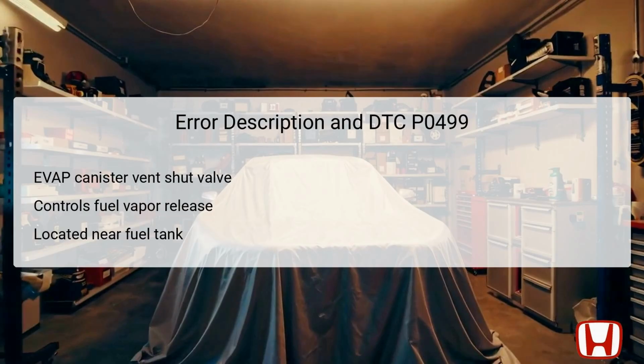A circuit high voltage condition suggests there might be an electrical fault in the valve's connectivity to the powertrain control module (PCM). Understanding this function is vital for diagnosing issues related to fuel efficiency and emissions compliance.